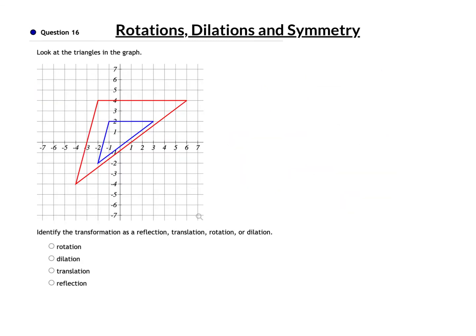Question 16. Identify this transformation as reflection, translation, rotation, or dilation. Notice how each figure is similar to the other. It's just bigger or smaller. This is definitely a dilation. A dilation makes a similar figure, its size determined by the scale factor.